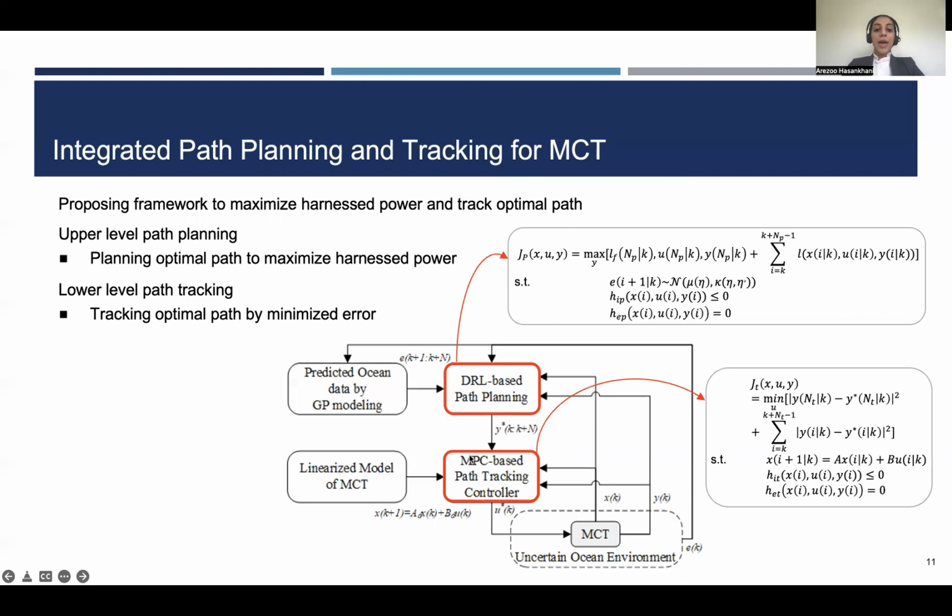We also have some constraints on the MPC-based path tracking controller, which wants to minimize the tracking error and solve the optimization problem according to the linear model and the MCT movement and actuator and also state constraints. The third block is related to the Gaussian process modeling to model the oceanic environment, and the last block is related to the linear model of the MCT.